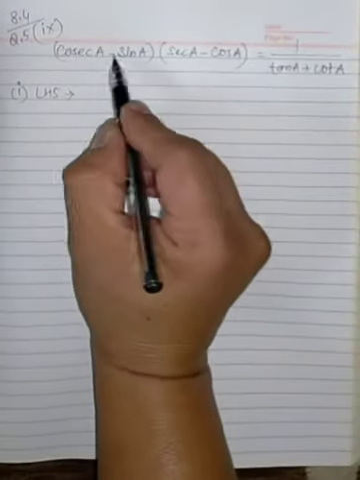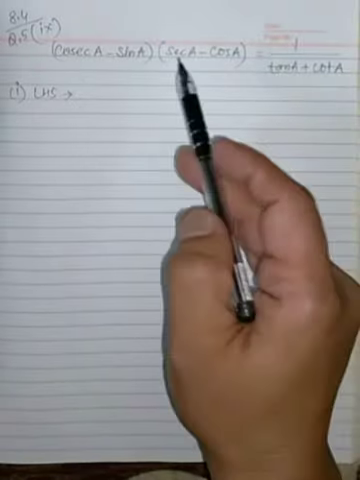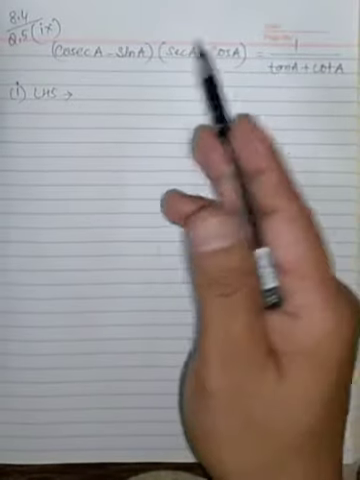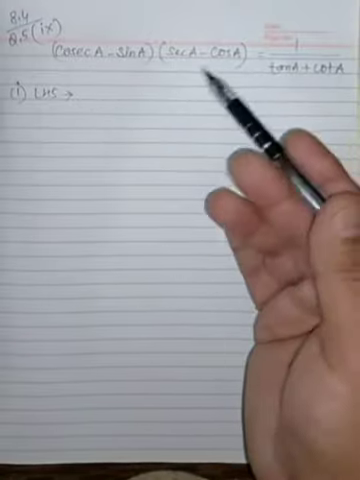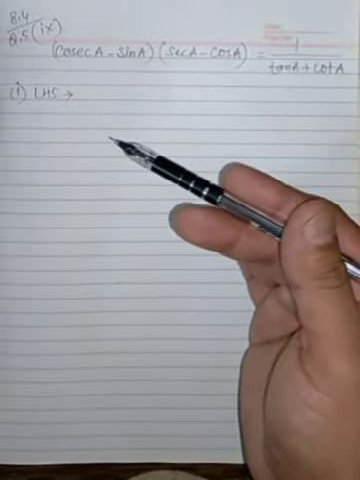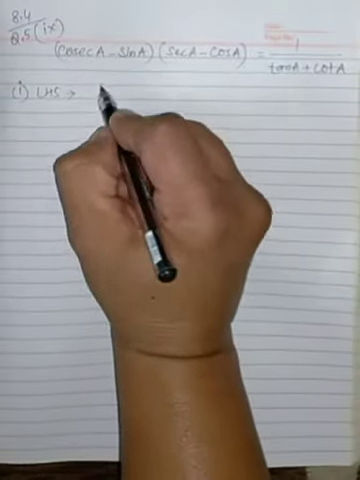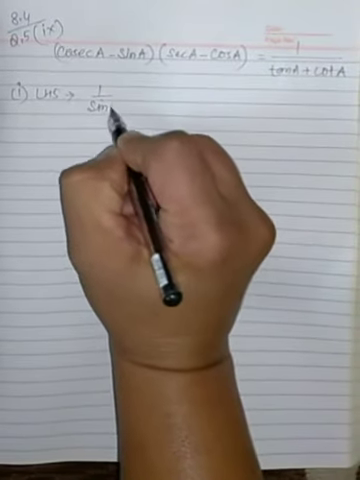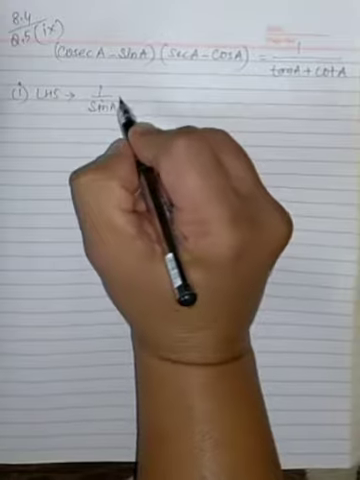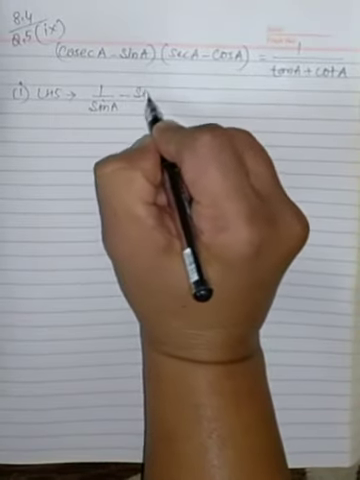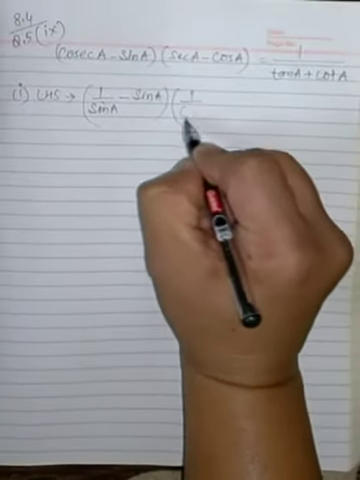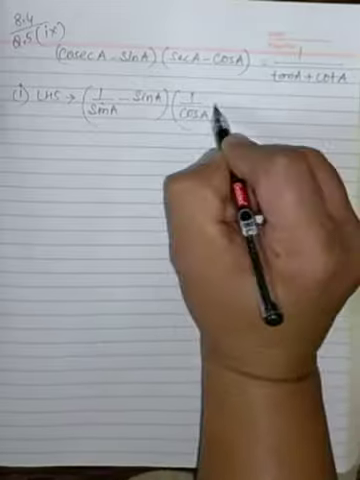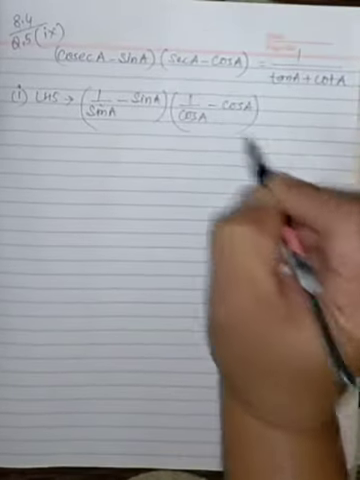We have (cosec A minus sin A)(sec A minus cos A) as our left hand side part. We will convert cosec and sec in terms of sin and cos. So cosec A is equal to 1 upon sin A, reciprocal, minus sin A as it is. Sec A is equal to 1 upon cos A minus cos A as it is.